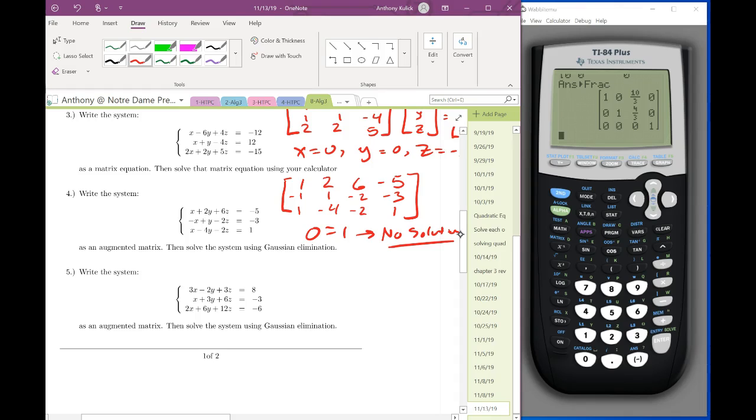Yeah, so the last row that says 0, 0, 0, 1 says 0x plus 0y plus 0z is equal to 1. Right? So that just means 0 is equal to 1, which is no solution. That's nonsense. Everybody okay on that one? Okay. Let's do 5 then.